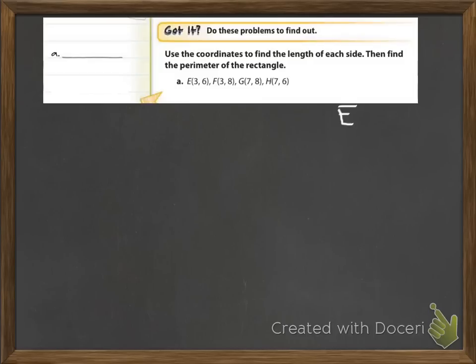And really quickly, just to remind you, it says use the coordinates to find the length of each side, then find the perimeter of the rectangle. So you know you're looking for a rectangle, which obviously has 4 sides. 2 of each are the same size, the same length, and then you're going to add up each of those sides. So let's go ahead and do that now.